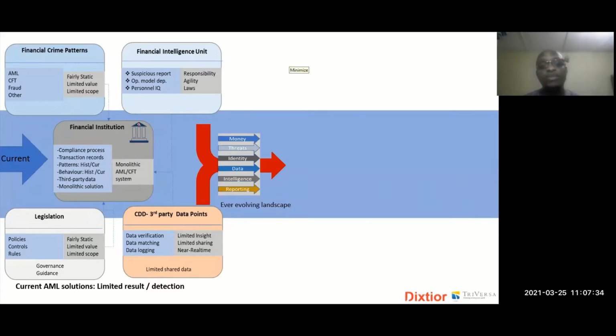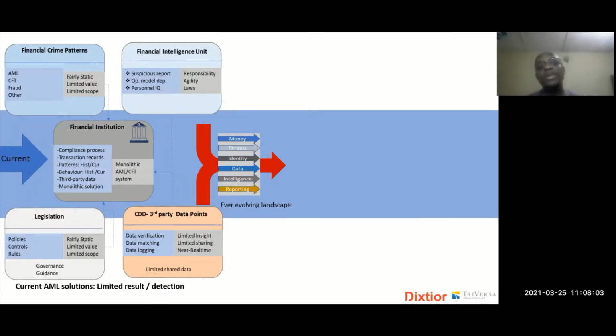Now, just carrying on then, where we are currently, as I said, is that most implementations are monolithic in nature, as in a financial institution implements a system and leverages data from very limited sources. So the outcome of the anti-money laundering checks, or reduction in money laundering, is usually limited in results. And that's really a position we need to move away from.